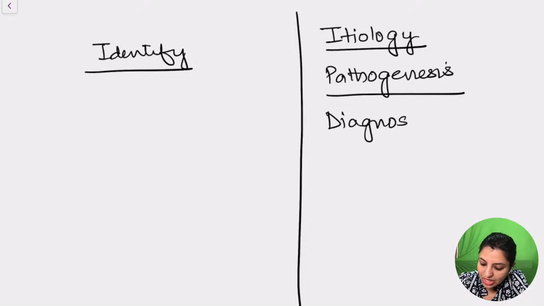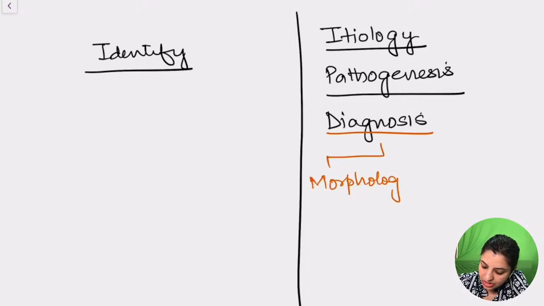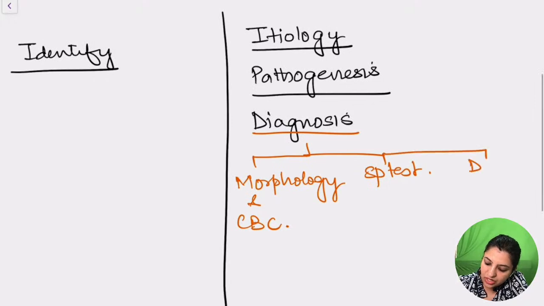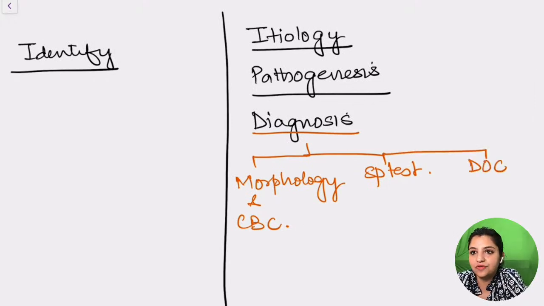Whenever we talk about lab diagnosis in hematology, this goes under three headings. One is morphology and complete blood counts. Second, is there any special test that you can do? And the third, what is the diagnosis of choice? So this goes for the diagnosis.